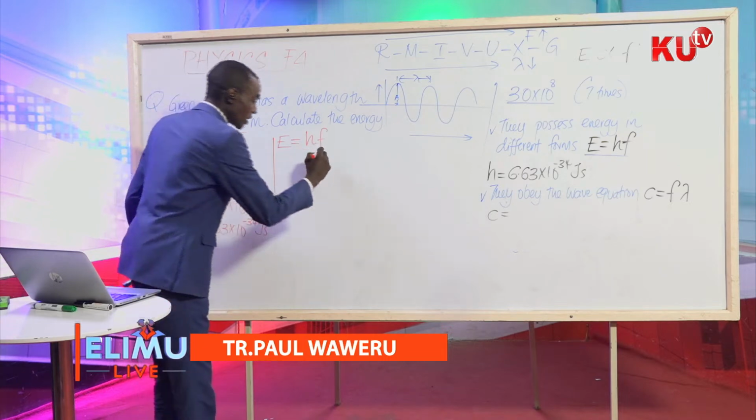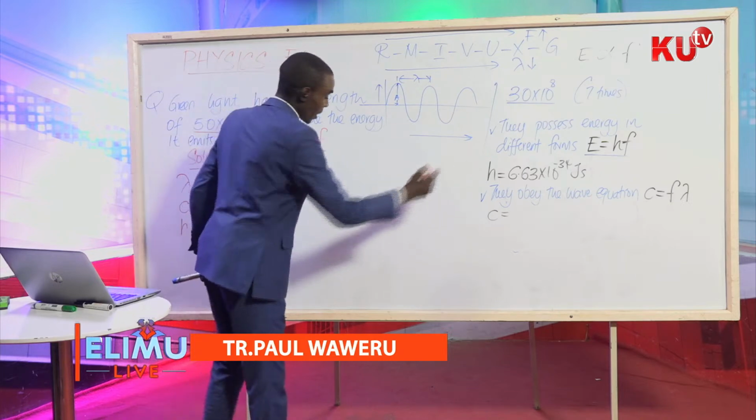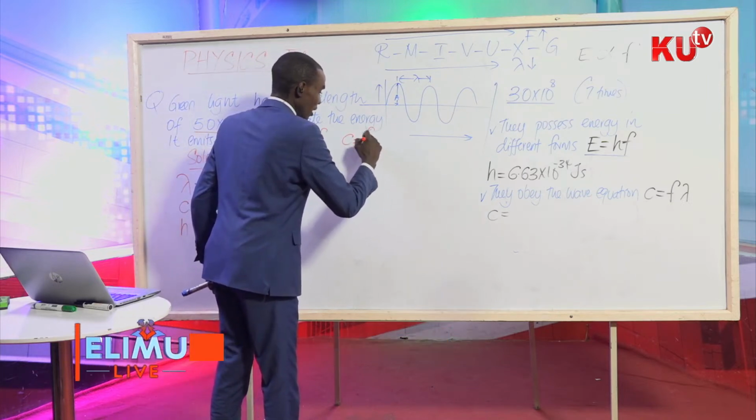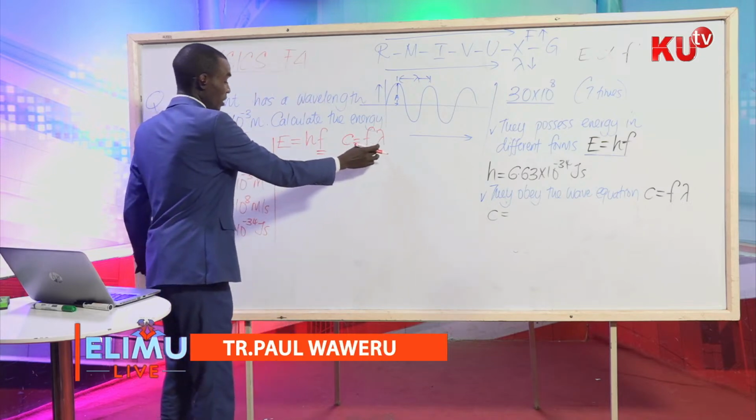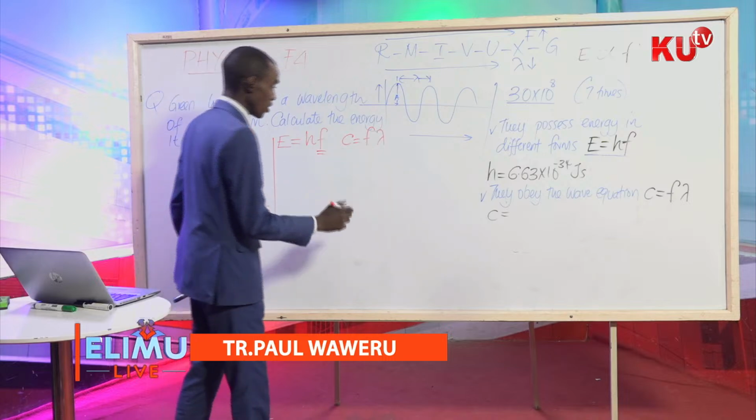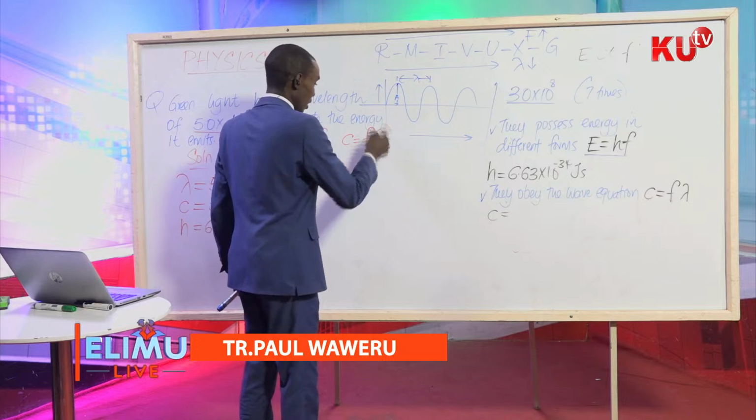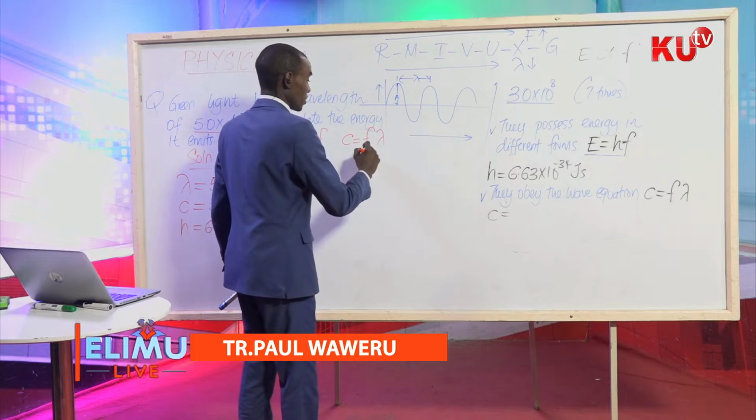So, somebody now might ask, but we have not been given F. But then, remember, in our other equation, we saw that C equals F lambda. In this case, therefore, we can try to make F the subject of the formula. So let's do that. We are going to apply mathematics, making lambda the subject of the formula. So we shall have to divide both sides by F.